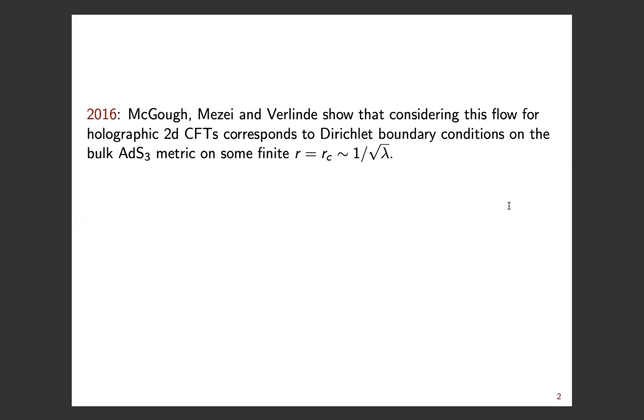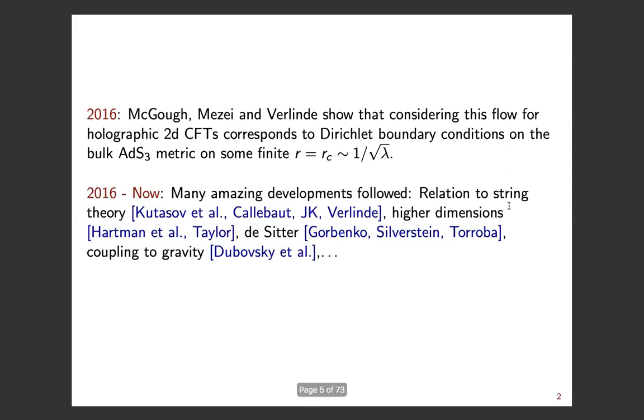And so from there on, a lot of interesting developments followed. For example, people realized that there was a relation to string theory, mostly because the deformed spectrum, we'll see the deformed spectrum later on, has a lot of features that you also find in string theory. And so Kutasov and Hashimoto have a lot of papers, and Giveon, on that relation.